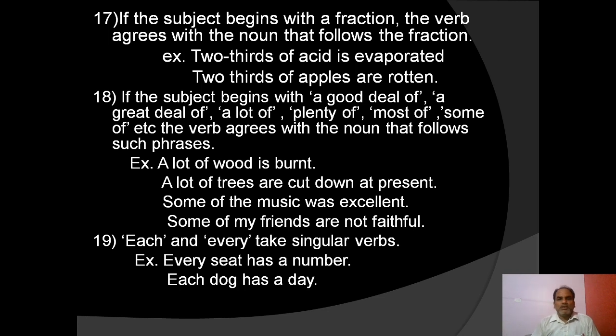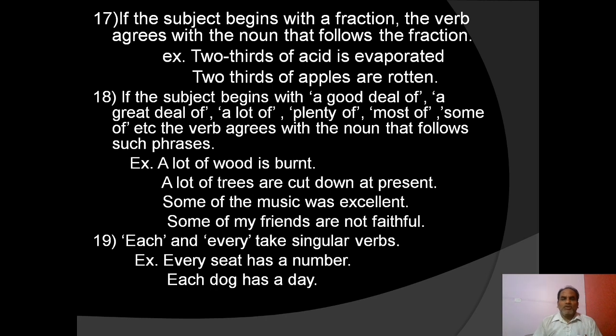So let us discuss if there is a fraction. If the subject begins with a fraction, the verb agrees with the noun that follows the fraction. 2/3 of acid is evaporated. 2/3 of apples are rotten. Here for acid, singular "is" is used. For apples, "are" is used. So when 2/3 is used in both the sentences, if the subject begins with a fraction, that does not matter, but the verb agrees with the noun that follows the fraction.